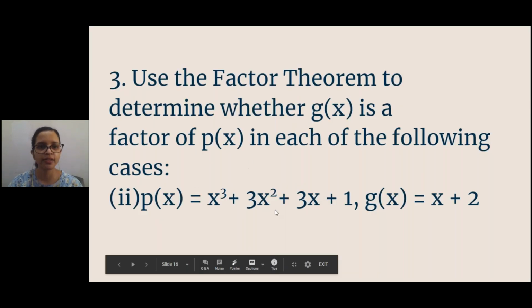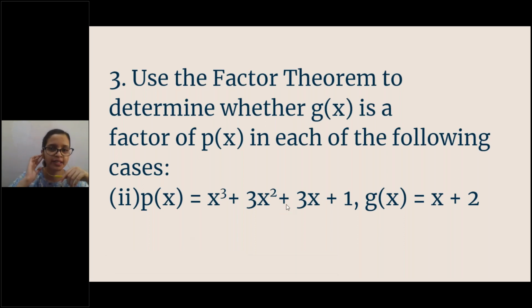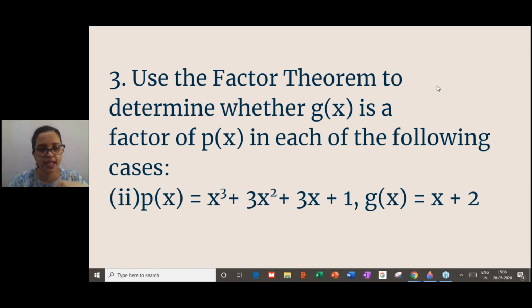Okay, so try to solve this question. Same way, same thing, prove that the remainder is zero. p of x is x cube plus 3x square plus 3x plus 1 and g of x is x plus 2.